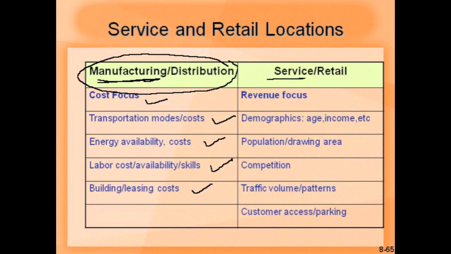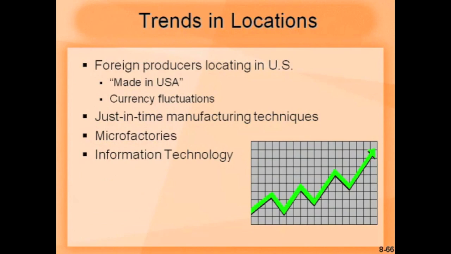If you look at service, the focus is on the revenues, and they mainly look at demographics, so age of the customers, income, and so on. They look at population or the drawing area, who are the competitors, traffic volume and patterns. For a fast food chain, obviously they have to look at traffic volume and patterns so that they can attract more and more customers. Customer access and parking, all those things are important for service.